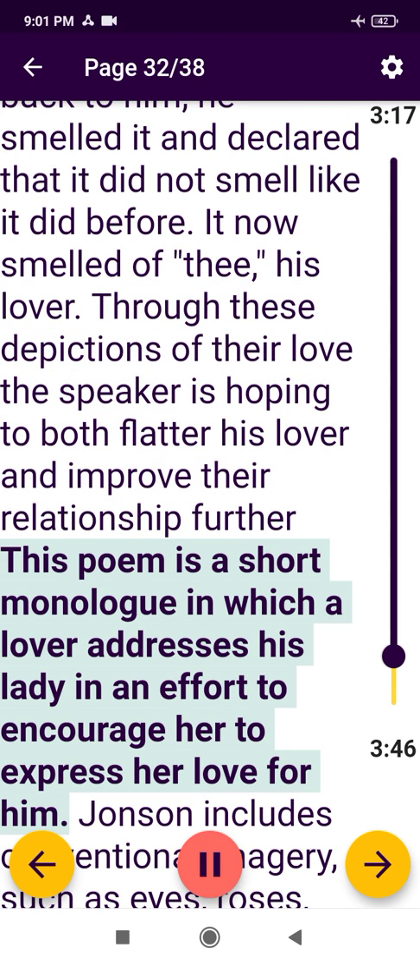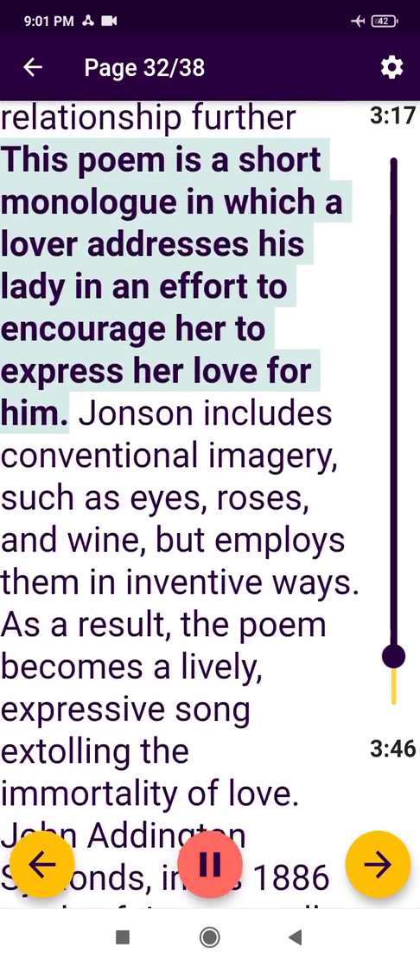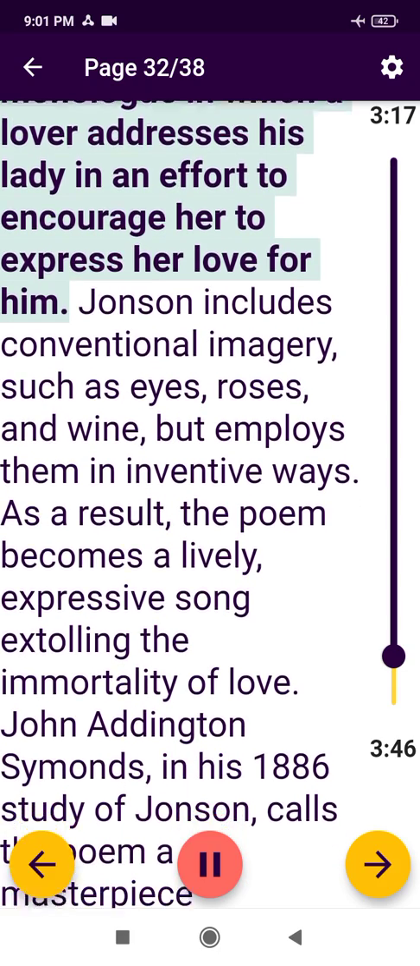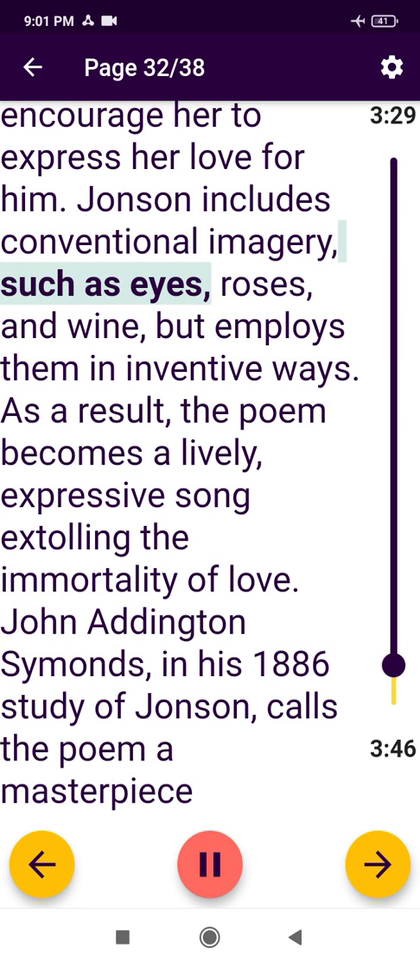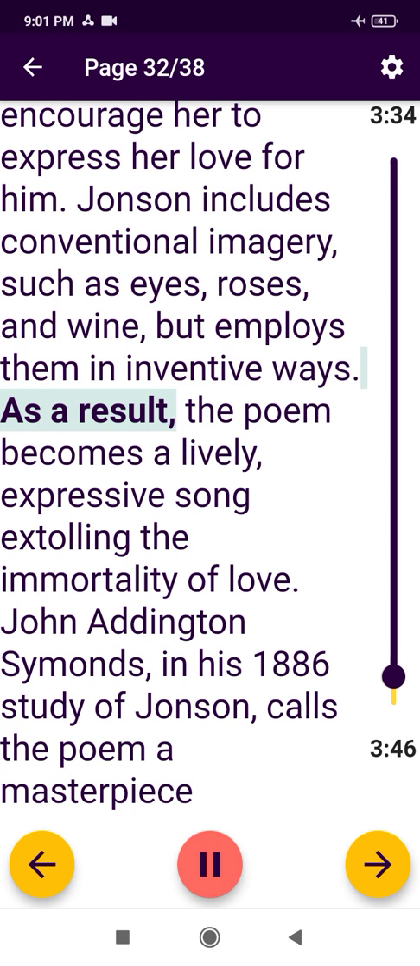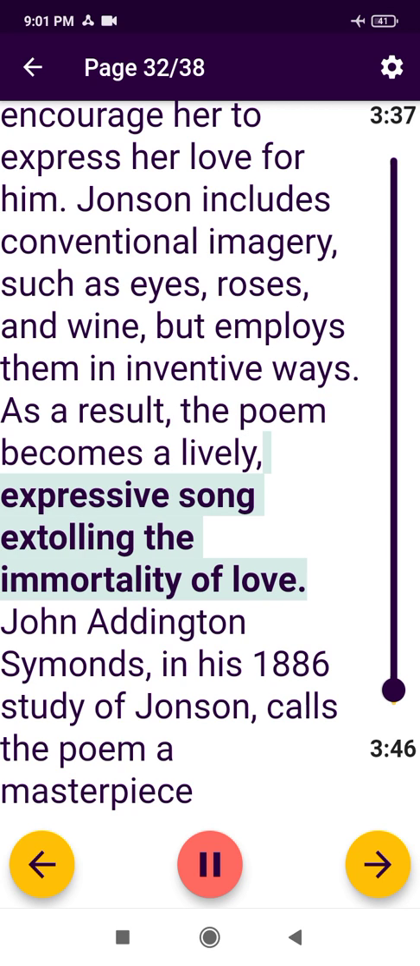This poem is a short monologue in which a lover addresses his lady in an effort to encourage her to express her love for him. Johnson includes conventional imagery, such as eyes, roses, and wine, but employs them in inventive ways. As a result, the poem becomes a lively, expressive song extolling the immortality of love.